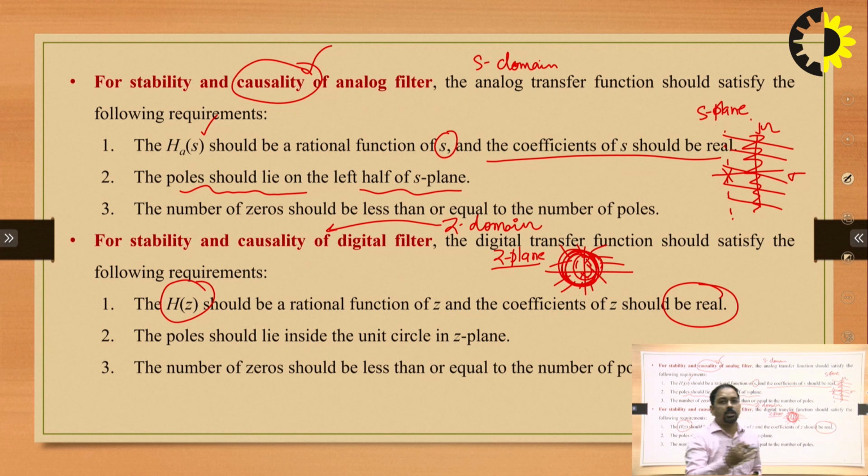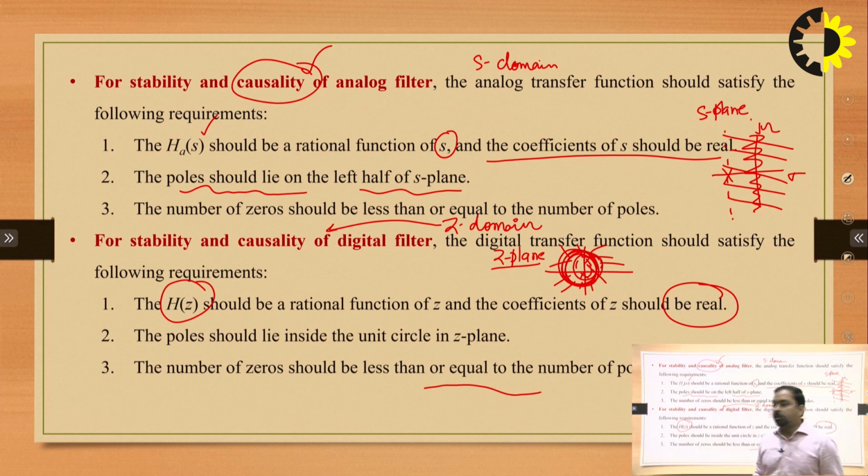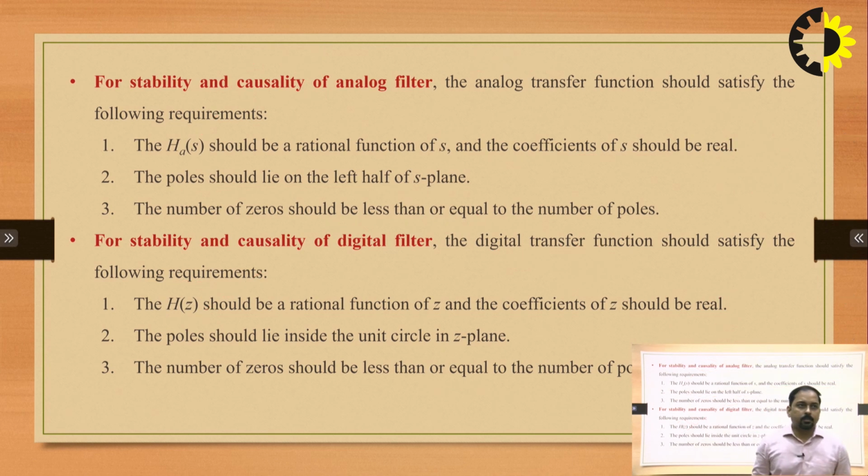Causal means the ROC is to the right of the rightmost pole. So the poles must lie inside the unit circle. Apart from that, the third point will be that the number of zeros must be less than or equal to the number of poles present in H of Z. So these are the key points behind the analog filter as well as the digital filter.